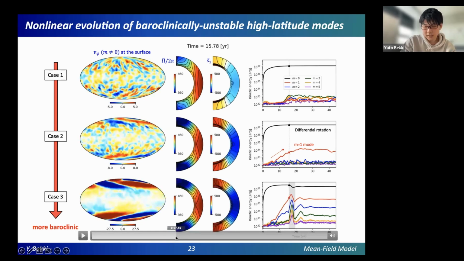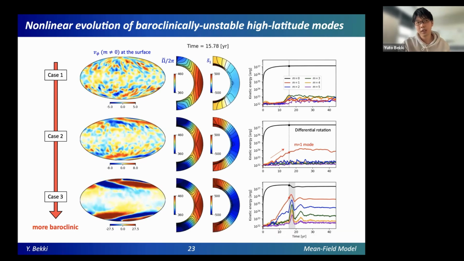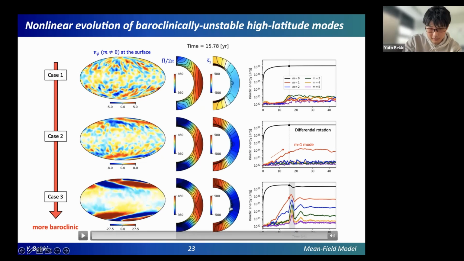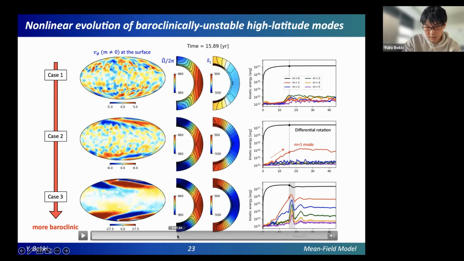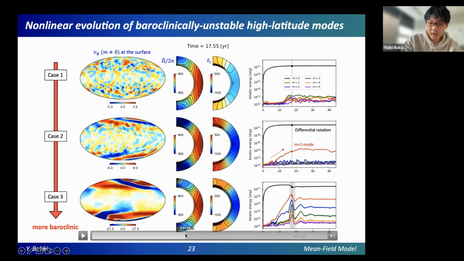Because, as I said, these modes can transport heat from the pole to the equator. So this is the sense to relax the imposed latitudinal entropy variation. So these modes transport heat, and then the baroclinicity is substantially relaxed.